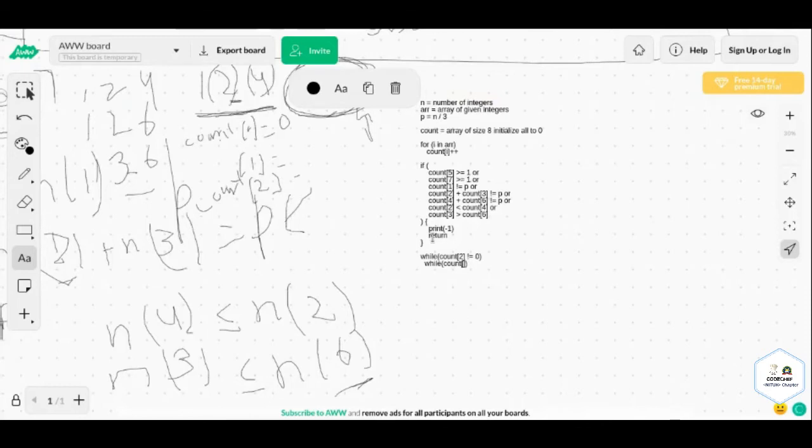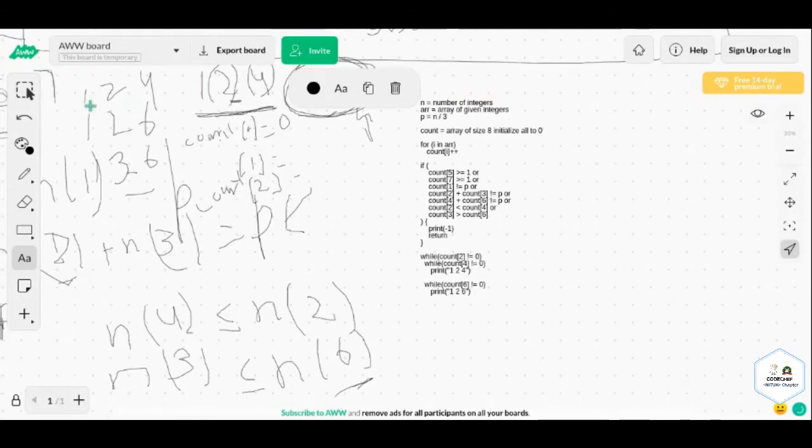count of 4 is not equal to 0, then we will print 1, 2 and 4. And similarly for 2 only, if the count of 6 is not equal to 0, then we will print 1, 2 and 6.